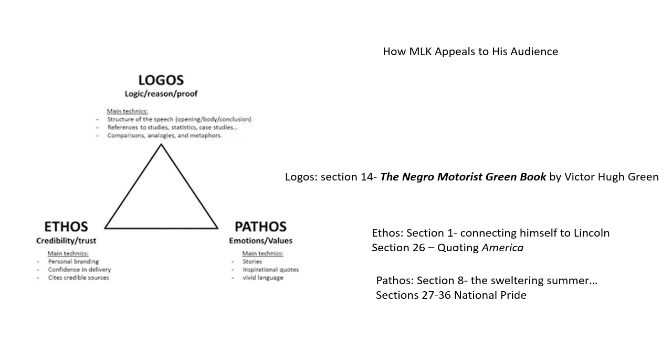So how does he appeal to his audience? We've talked a little bit in the past about logos, ethos, and pathos and what those are. Logos is about reason and proof. Ethos is about credibility and trust, and pathos is about the emotions. So how does he do this? For the logos, in Section 14, he mentions that the Negro's basic mobility is from a smaller ghetto to a larger one, but he also talks about how they cannot gain lodging in the motels of the highways and the hotels of the cities.